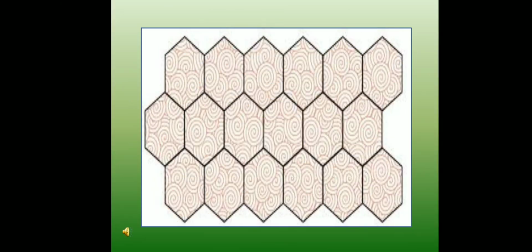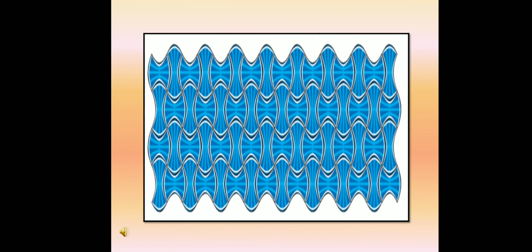Now come to floor or tiling pattern. You must have observed the floor at home. Different homes have different tiling patterns on the floor. Look at this floor pattern carefully. This pattern is made with the help of hexagonal tiles. Look at this floor pattern carefully. This pattern is made by putting the tiles in horizontal and vertical direction.